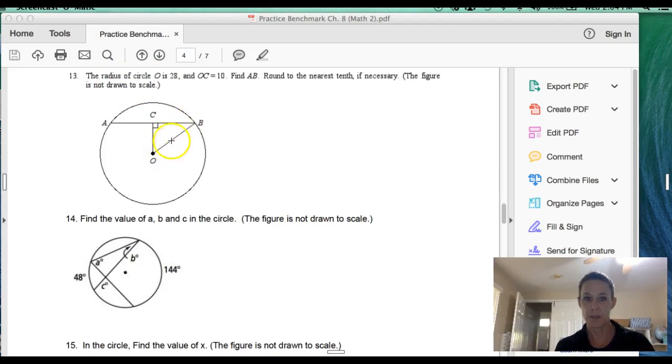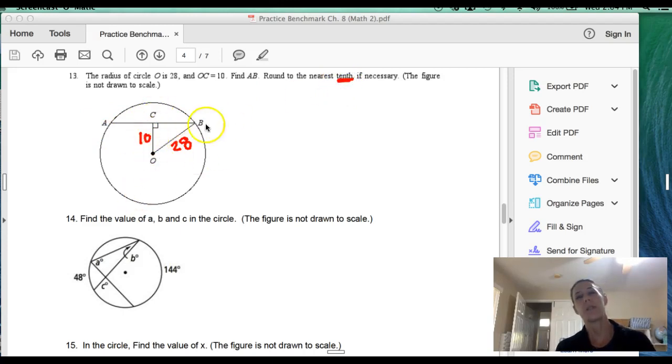All right, the radius of circle O is 28. So they tell us this radius is 28. We already know that. They say OC, this segment, is 10. You can see it's perpendicular because of the right angle markings. They want us to find AB, this whole chord, I should say. We are going to round to the nearest tenth.